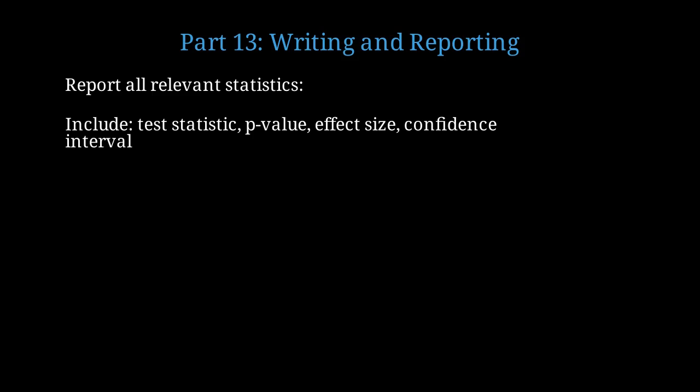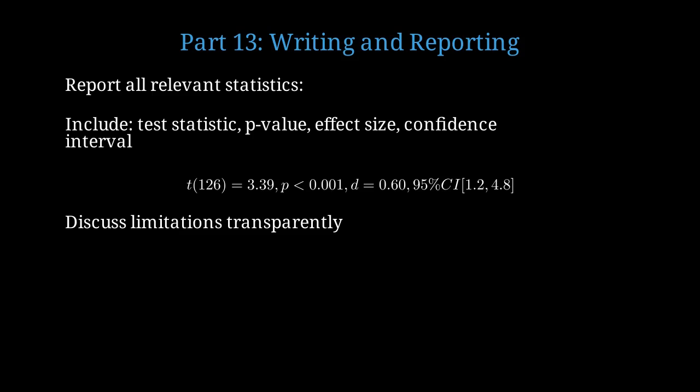Clear reporting is crucial for scientific communication. Always report all relevant statistics, not just significant ones. Include the test statistic, p-value, effect size, and confidence intervals. Example: t of 126 equals 3.39, p less than 0.001, d equals 0.60, 95% confidence interval 1.2 to 4.8. Always discuss limitations of your study transparently.